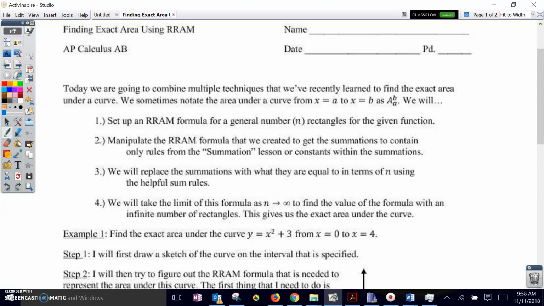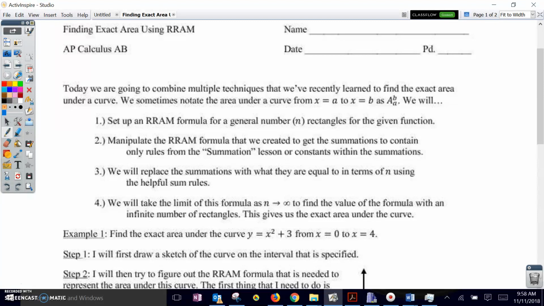Alright, welcome back everybody. In this video we're going to look at how we can find the exact area under a curve using RRAM. We've approximated the area under the curve using our different RAM methods, and we've looked at how we can take summations of things, and we're going to now combine those two things to enable us to find the exact area under the curve using RRAM.